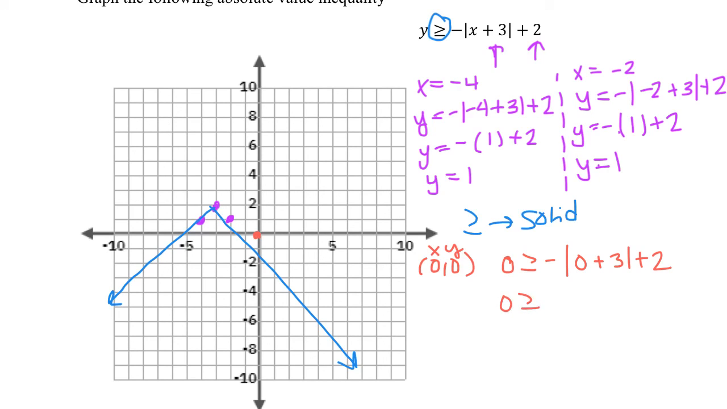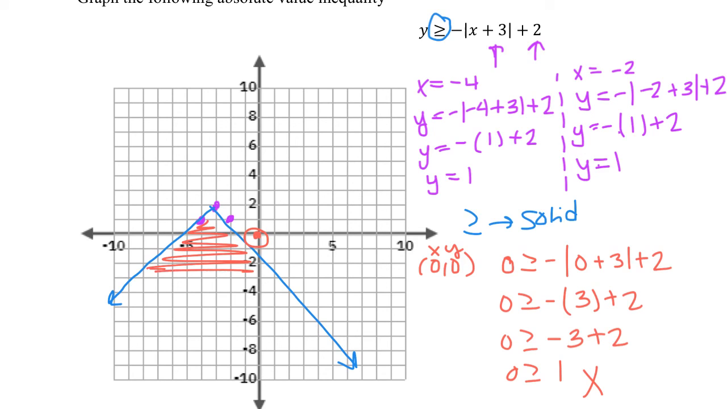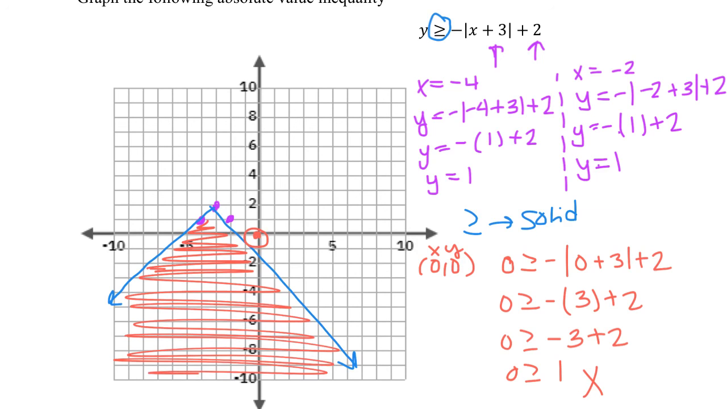So 0 greater than or equal to negative times, 0 plus 3 is 3, and the absolute value of 3 is 3, plus 2. So 0 greater than or equal to, that makes this negative 3 plus 2, and negative 3 plus 2 makes positive 1. So is 0 greater than or equal to 1? No, that is false, so that means we're going to shade inside because we want the other side of this point. 0, 0 was not a solution, so it cannot be in our shade. And that's graphing absolute value inequalities.